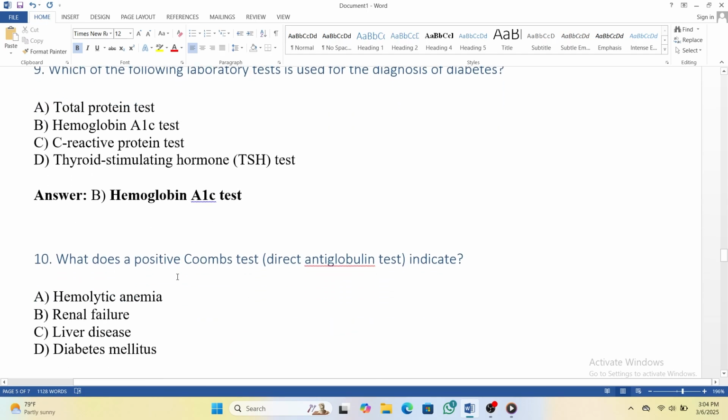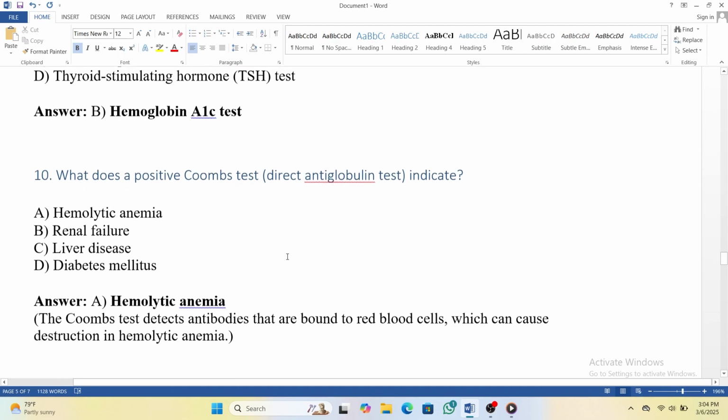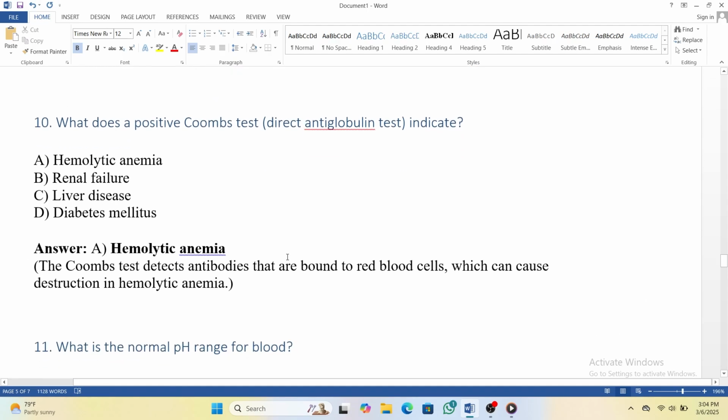10. What does a positive Coombs test, direct antiglobulin test, indicate? A. Hemolytic anemia. B. Renal failure. C. Liver disease. D. Diabetes mellitus. Answer: A. Hemolytic anemia. The Coombs test detects antibodies that are bound to red blood cells, which can cause destruction in hemolytic anemia.